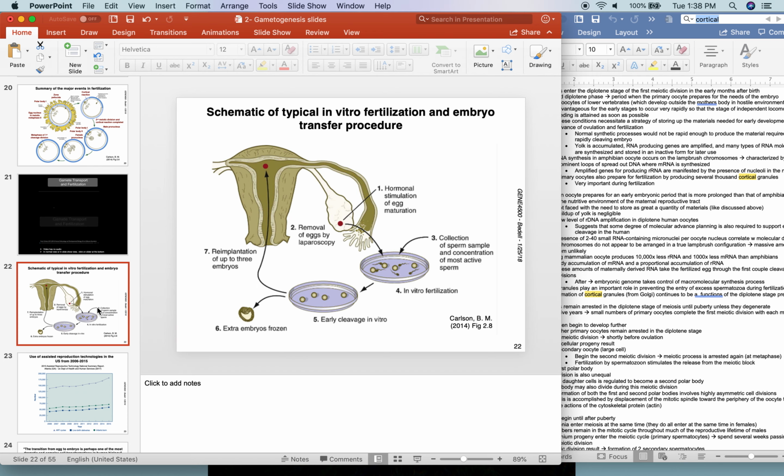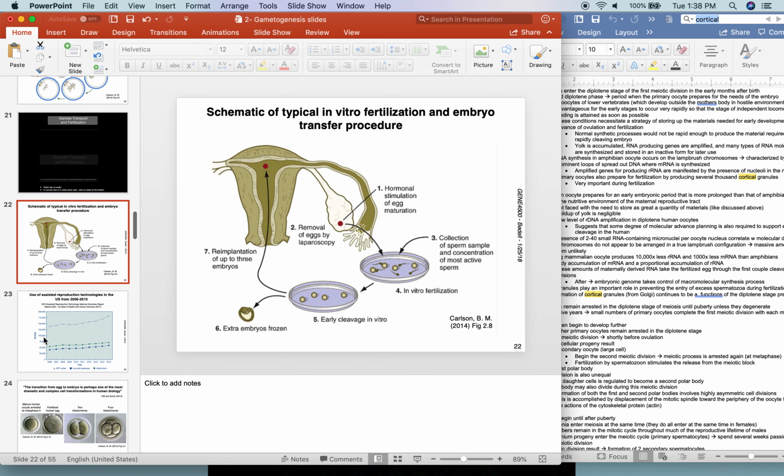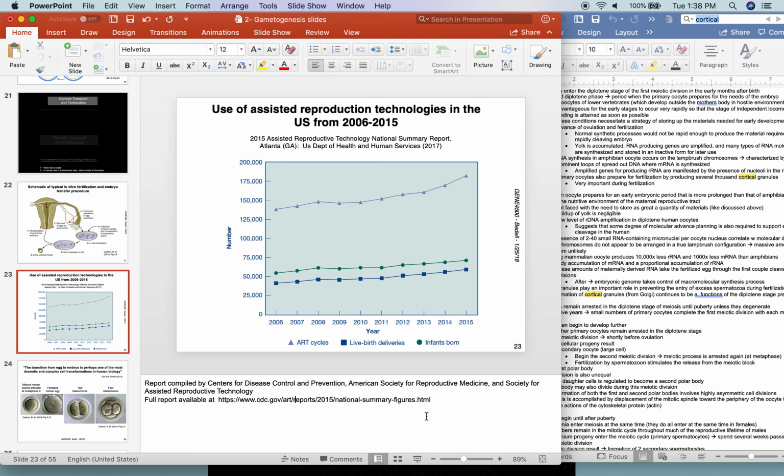Just to give you an idea, you can look at the level of statistics if you're interested. This is a 2017 report, but it's from data collected up through 2014. This is the increase in incidence of assisted reproduction cycles, live births, and infants born. Sometimes multiple infants are born, because they will sometimes implant either just one embryo or multiple embryos.